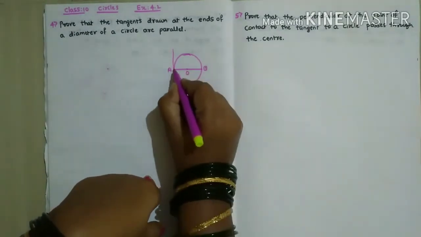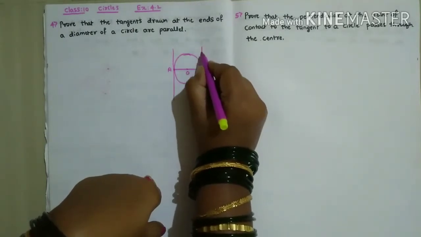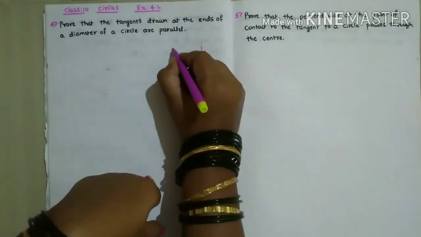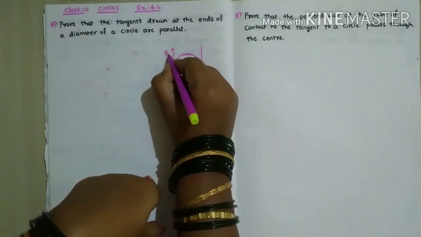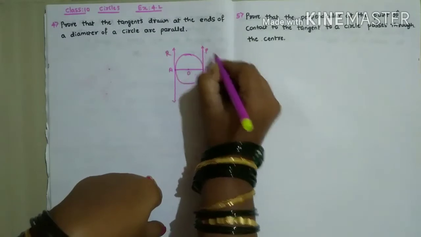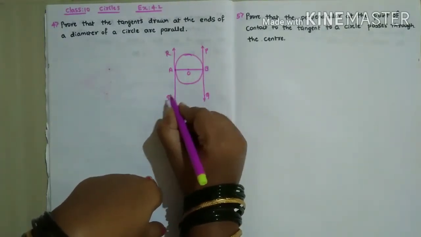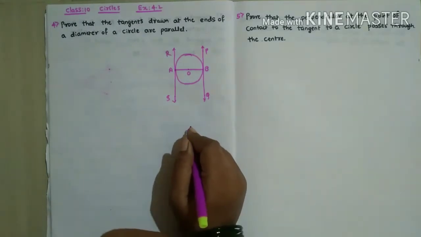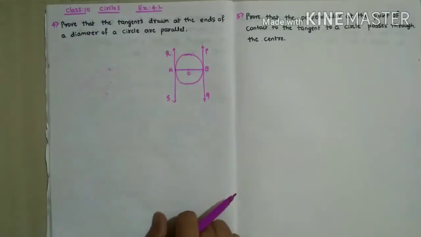Here A is one end point of the diameter AB, and B is one more end point of the diameter. We have to draw the two tangents here. I will take one tangent as PQ and one more tangent as RS. And here we want to prove that these two tangents are parallel to each other.